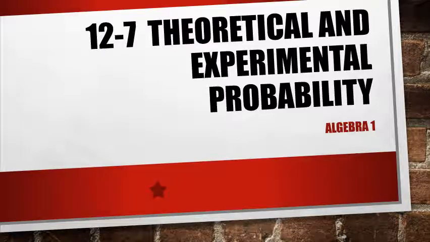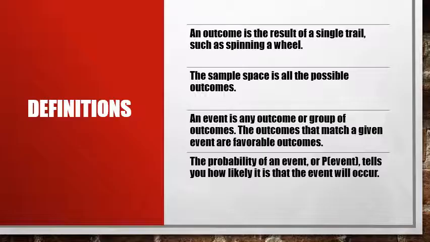All right, hello, this is 12.7 theoretical and experimental probability. And we're going to go ahead and start with definitions.